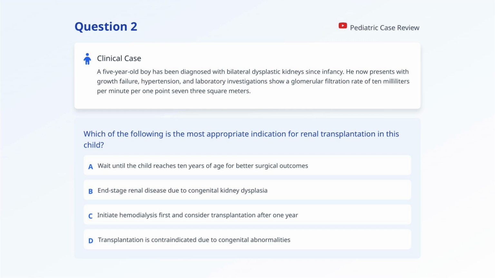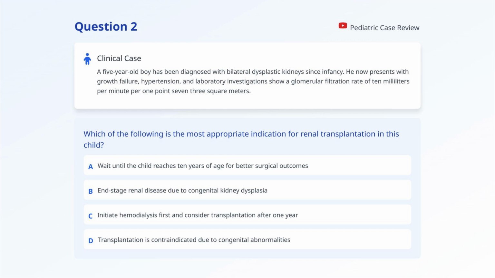A 5-year-old boy has been diagnosed with bilateral dysplastic kidneys since infancy. He now presents with growth failure, hypertension, and laboratory investigations show a glomerular filtration rate of 10 milliliters per minute per 1.73 square meters. Which of the following is the most appropriate indication for renal transplantation in this child?